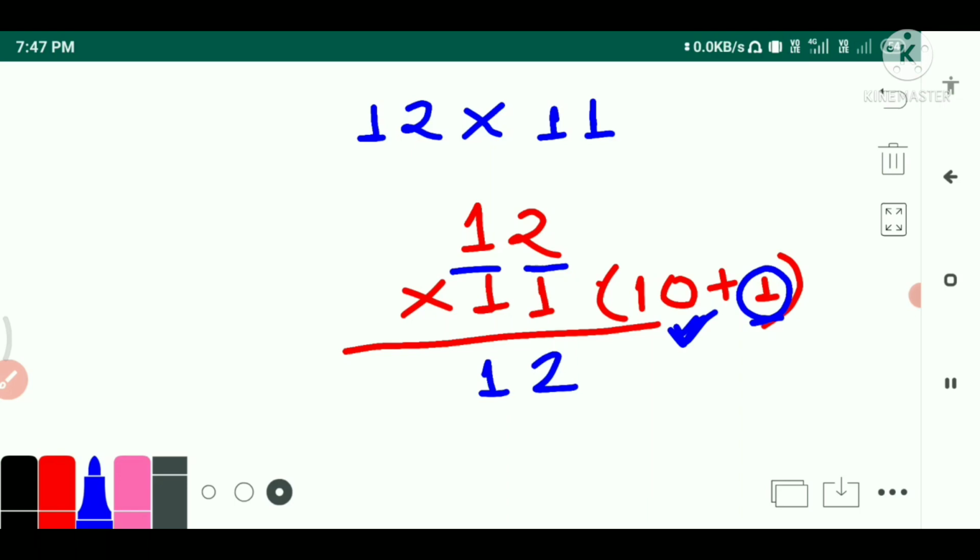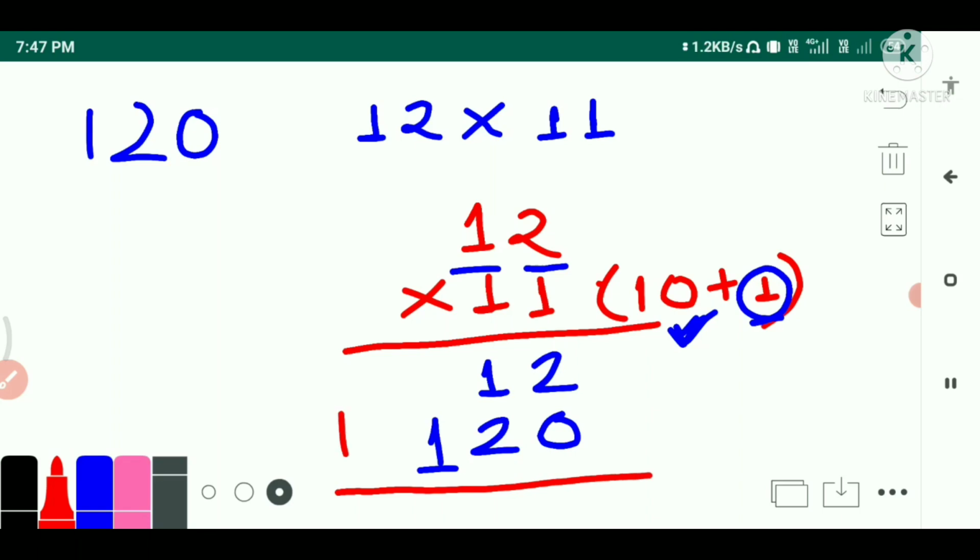Yes, we need to add the zeros, right? So 12, and just add the zero, it will be 120, right? So we'll write 1 2 0 like this. Okay, now we'll add these two numbers. So 2 plus 0, it will be 2, 1 plus 2, it will be 3, and this 1. So our answer will be what? 132. Okay, this is how we can multiply any 2-digit number without regrouping.